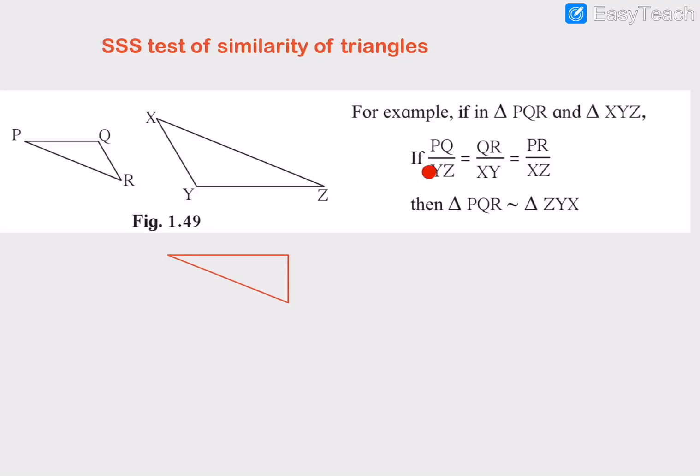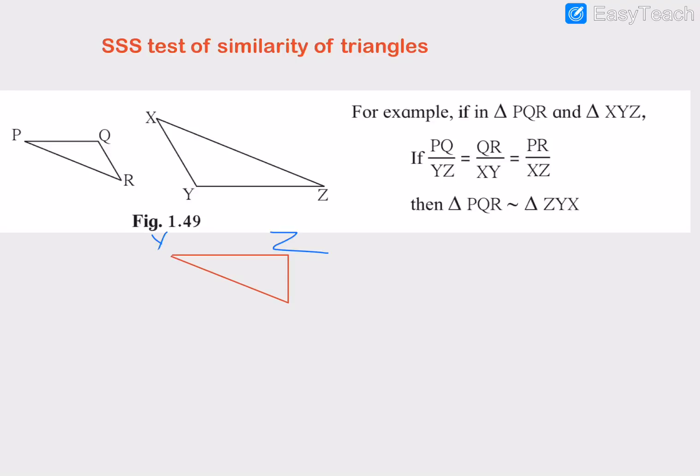So I am marking this PQ. The corresponding side of PQ is YZ. So I am marking this. I have just shifted, turned this triangle. I am marking YZ here. PQ corresponds to YZ, and QR corresponds to XY. So you can see QR here. QR corresponds to XY. So the QR is here. So XY will be this side.